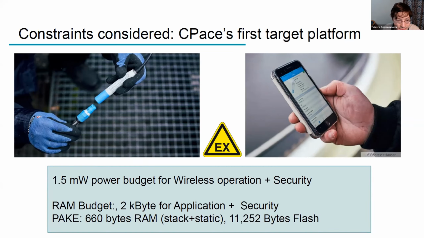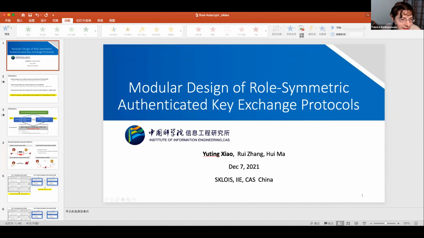Okay, any other question? Okay. So let's move to the next talk then. The next and final talk of the section is titled Modular Design of Role-Symmetric Authenticated Key Exchange Protocols. It's a paper by Xiao Yuting, Zhang Rui, and Ma Hui, and Yuting is giving the talk. Thank you for the introduction. This work is in collaboration with Rui Zhang and Hui Ma.